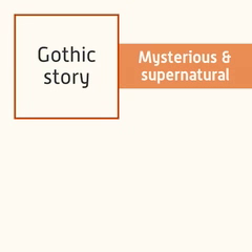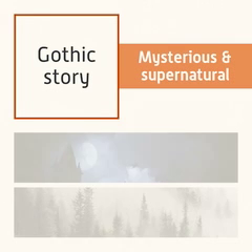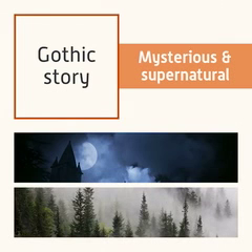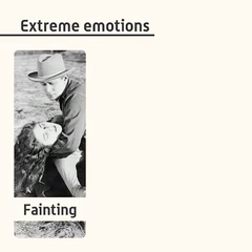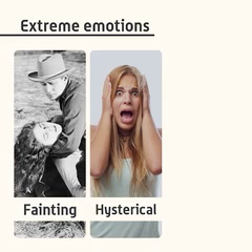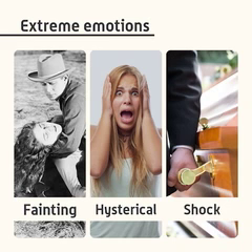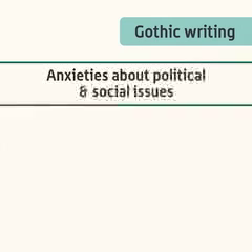Gothic literature is always mysterious, and it usually has supernatural elements. Novels in this genre tend to include eerie locations, such as haunted castles or misty woodlands. The characters in the story will often experience extreme emotions. This can be seen through characters fainting, becoming hysterical, or even, as we see in Jekyll and Hyde, dying from shock. Gothic writing can often reflect the anxieties about the political and social issues of the time.